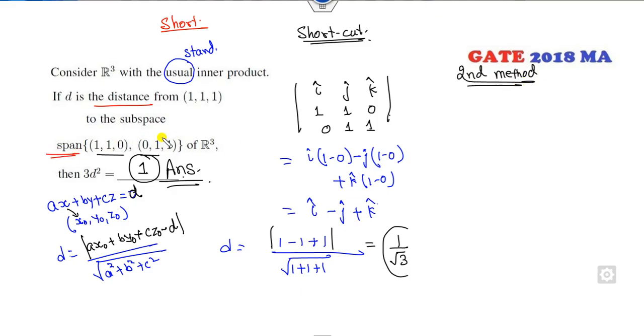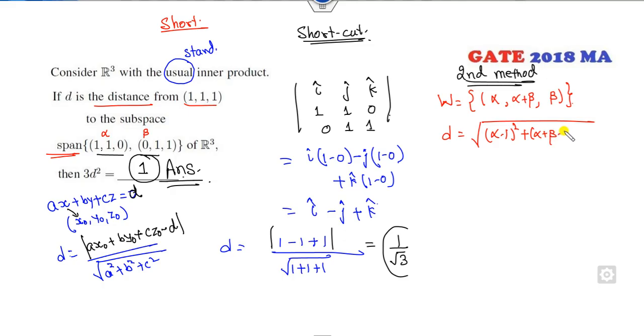Firstly, you can find the span of this. If I consider this as my W, what are the elements of it? I can multiply this by alpha and this by beta. So the elements are alpha, alpha plus beta, and beta. Then your target is to find the distance from the point. The distance squared will be alpha minus 1 square, plus alpha plus beta minus 1 square, plus beta minus 1 square. Then your target is to find the unknown values of alpha and beta.